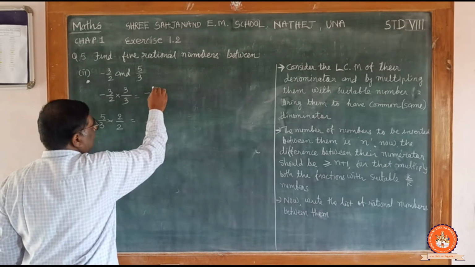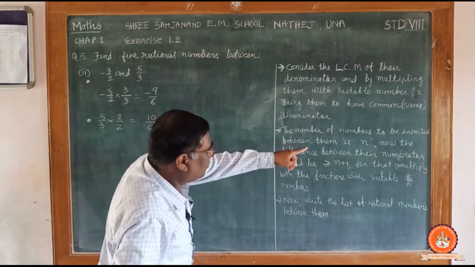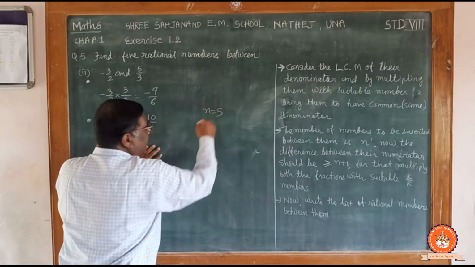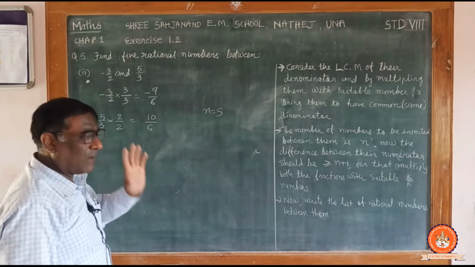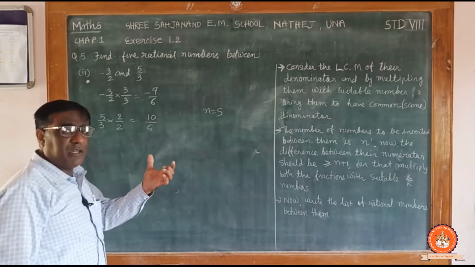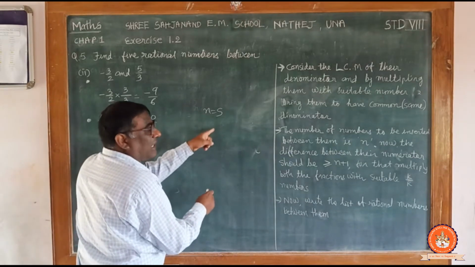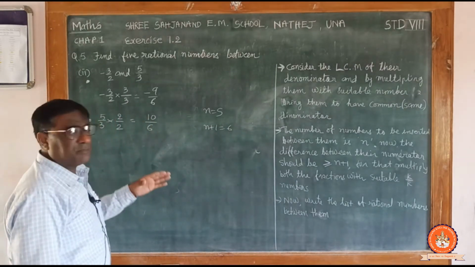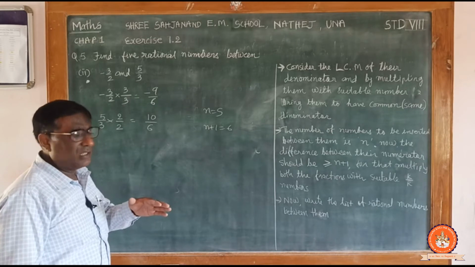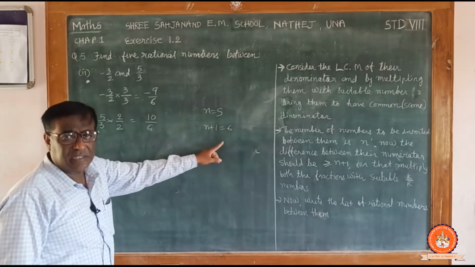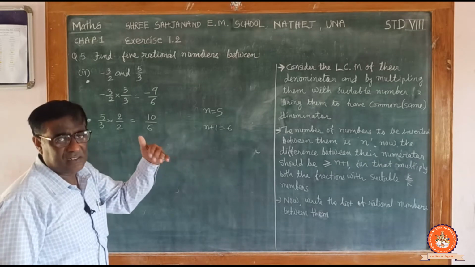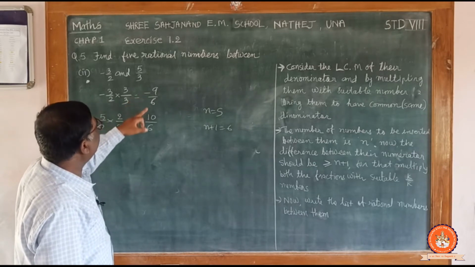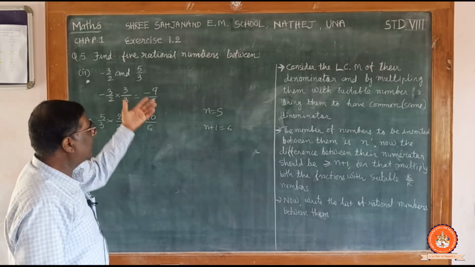Now the number of numbers to be inserted between them is n. So n is equal to 5 here. How many numbers do we want to insert here? 5 rational numbers. So n plus 1 is equal to 6. So the difference between their numerators must be greater than or equal to 6. 6 या 6 से ज़्यादा का डिफरेंस होना चाहिए, कम से कम 6 का. Now the difference between minus 9 and 10: 10 minus minus 9, a huge difference.